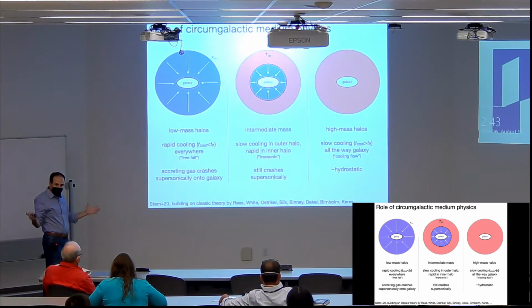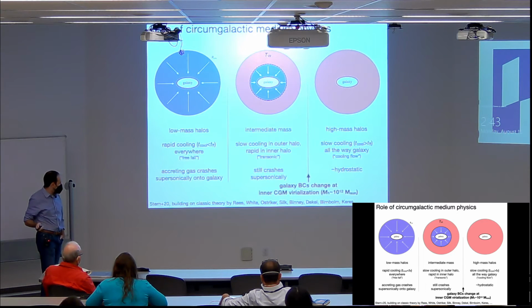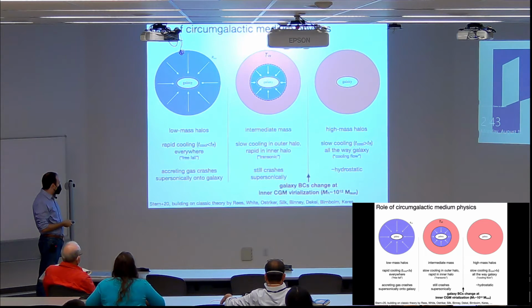and become filled with hot virial temperature gas, where everywhere the cooling time is longer than the free fall time. In spherical symmetry, we would say the halo is now filled with a cooling flow that slowly feeds the central galaxy. And we think this final phase of CGM virialization is important for galaxy evolution, because this is when, relatively abruptly, the boundary conditions of the central galaxy change. So now the gas is cooling subsonically onto the central galaxy.